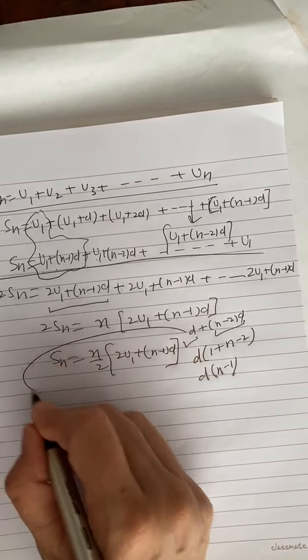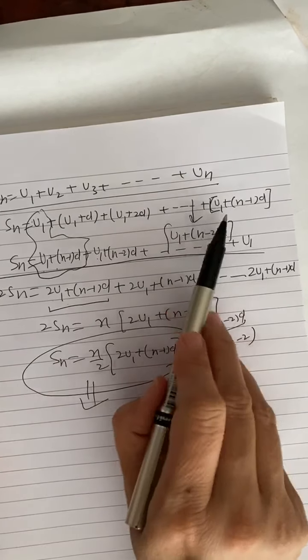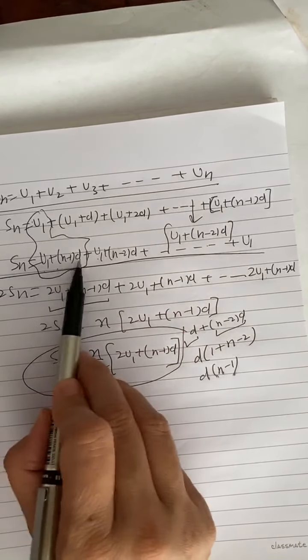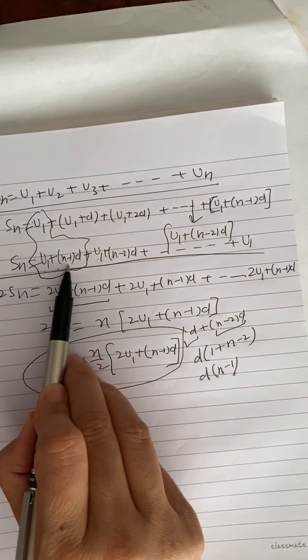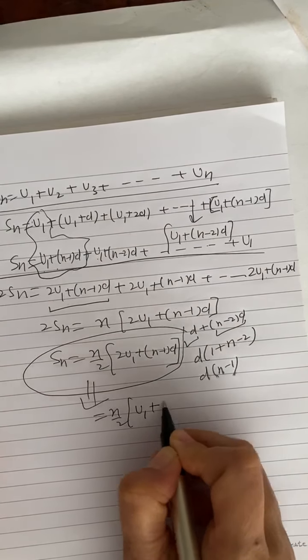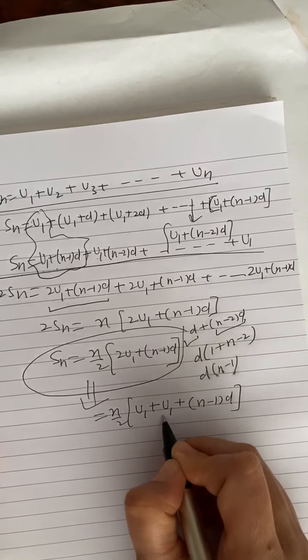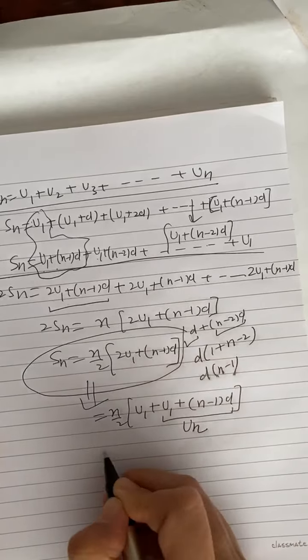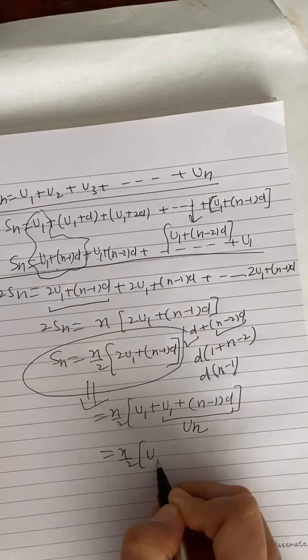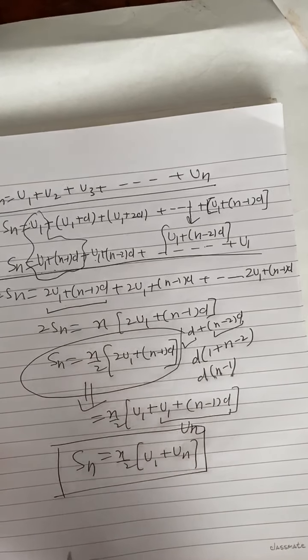So this is the one formula, and then we can also derive the second formula. As you know, un is the same as u1 plus n minus 1 into d. So I can expand it, and that's how I got 2u1 plus n minus 1 into d, and this is nothing but un. So n over 2 times u1 plus un is another formula to find the sum of n terms.